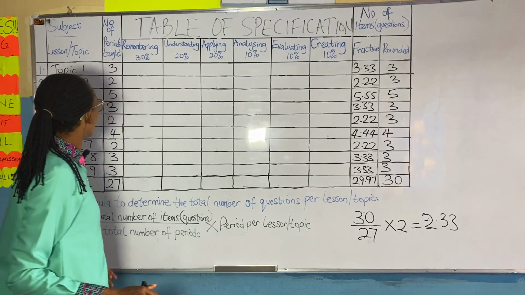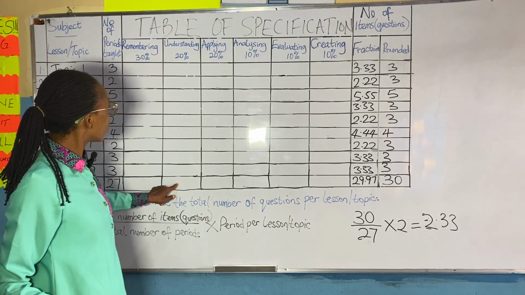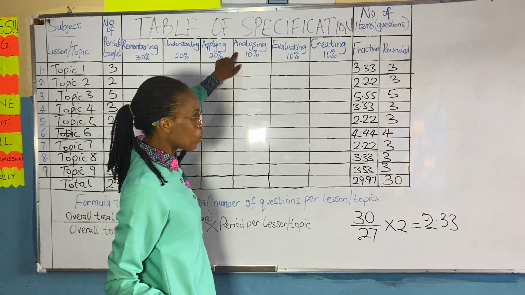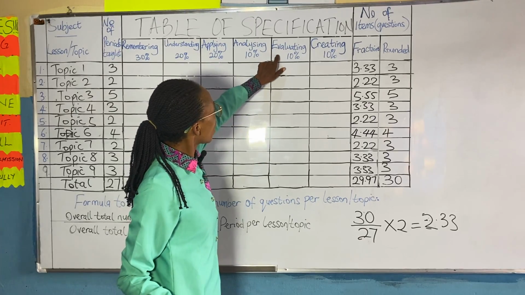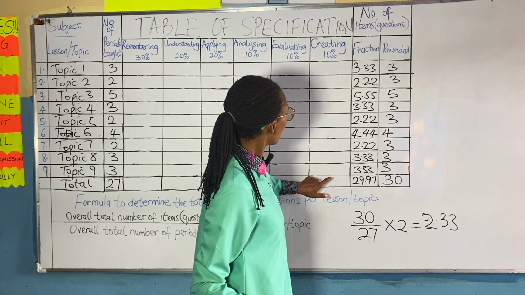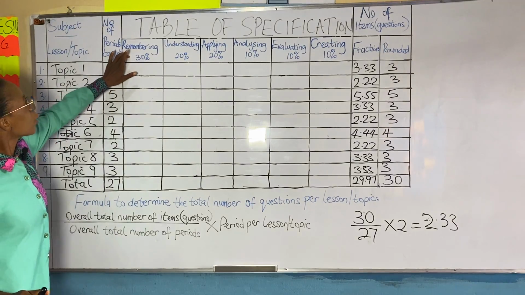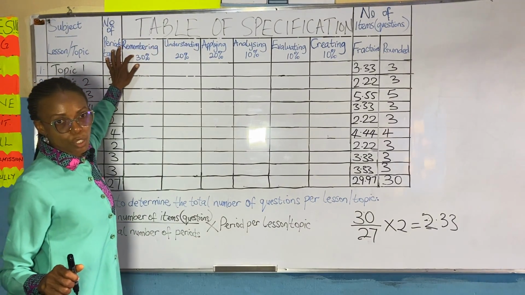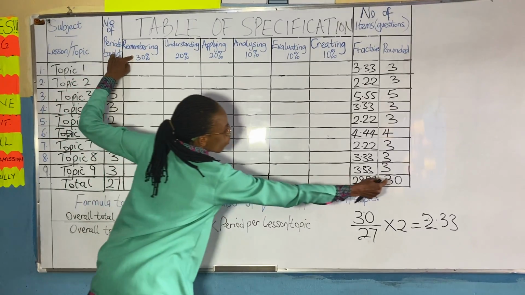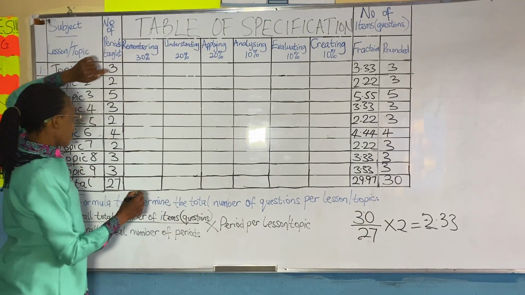Now, for us to know the total number of questions we'll have under remembering, under understanding, under applying, under analyzing, under evaluating, and under creating, we are going to find, like I said earlier, each of these levels has percentages assigned to them. So we're going to find what's 30% of 30? What's 30% of 30? That's 9.